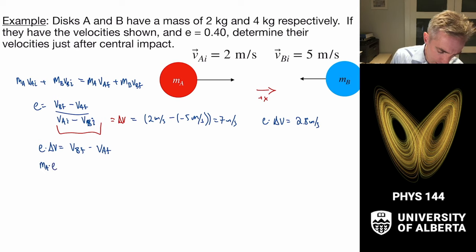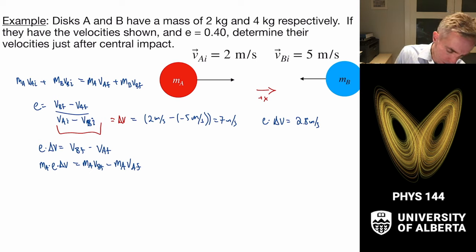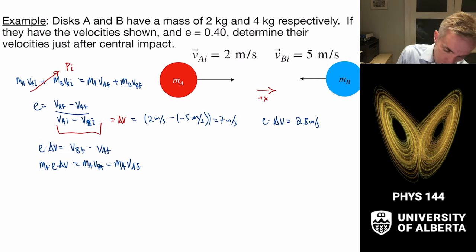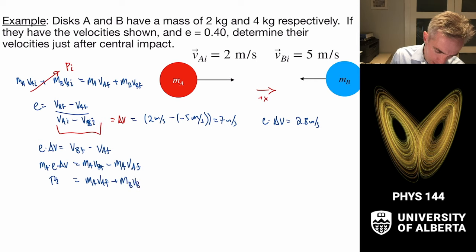So MA E delta V is equal to MA VB final minus MA VA final. Then I'm going to add to that the conservation of momentum, and for values I'm going to call the initial momentum PI. Anything in red, I know from what's given in the problem, so I'll plug those in as numbers as I solve everything. So P initial is equal to MA VA final plus MB VB final.